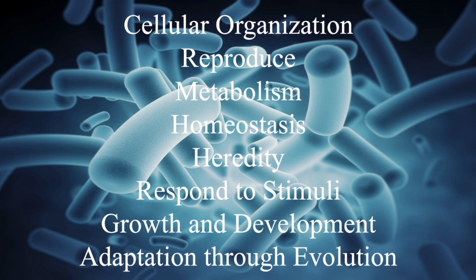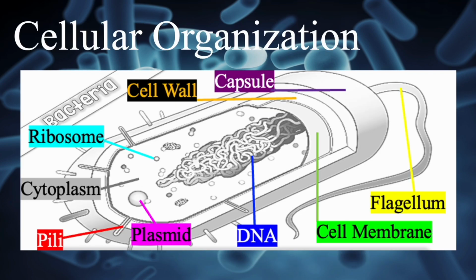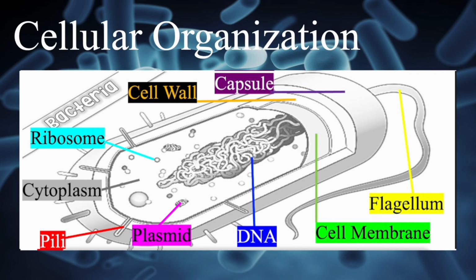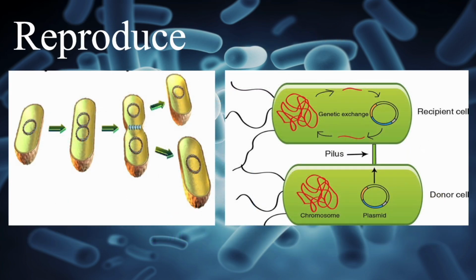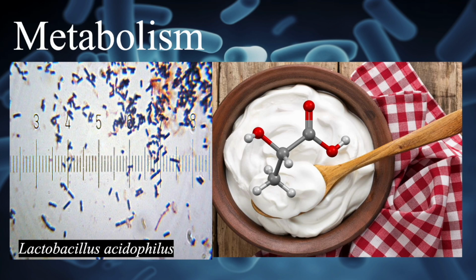All bacteria are living organisms, and they exhibit all 8 characteristics of life. Let's go through each of them. Bacteria have cellular organization. They're unicellular organisms that are made up of a single cell that contains all the necessary components for life, such as having a cell membrane, ribosomes, cytoplasm, and many more organelles. Bacteria reproduce, either asexually or sexually. Bacteria carry out various metabolic processes, including respiration or fermentation, to produce energy. For example, Lactobacillus species ferment sugars into lactic acid that is used in yogurt production.